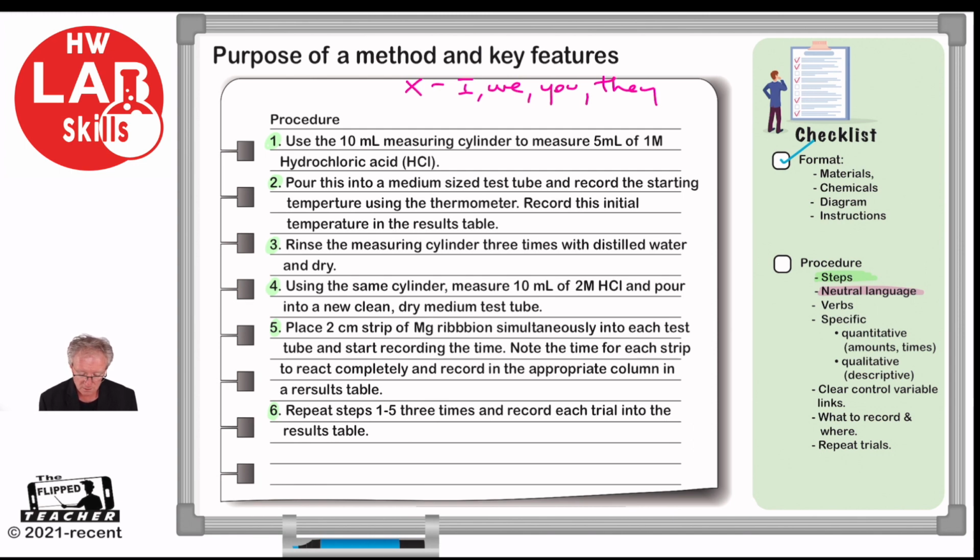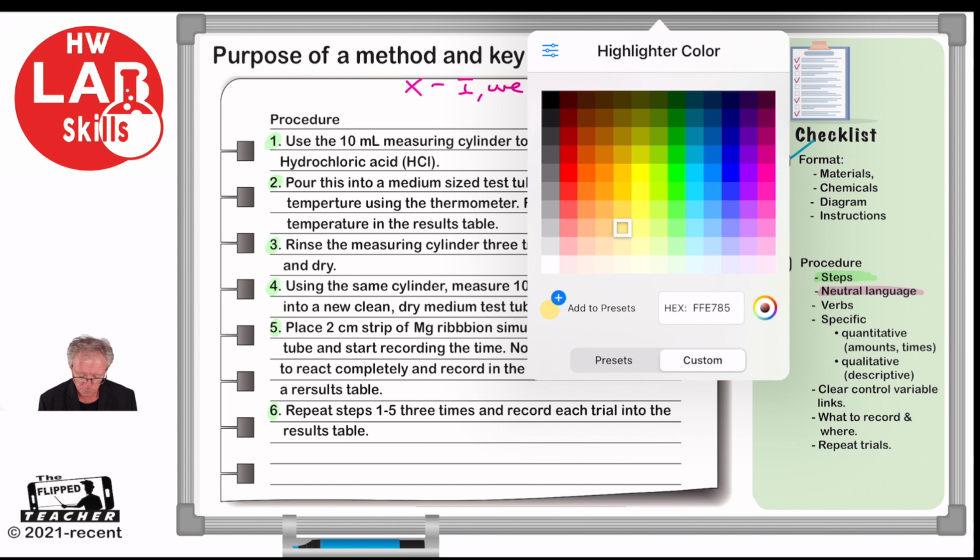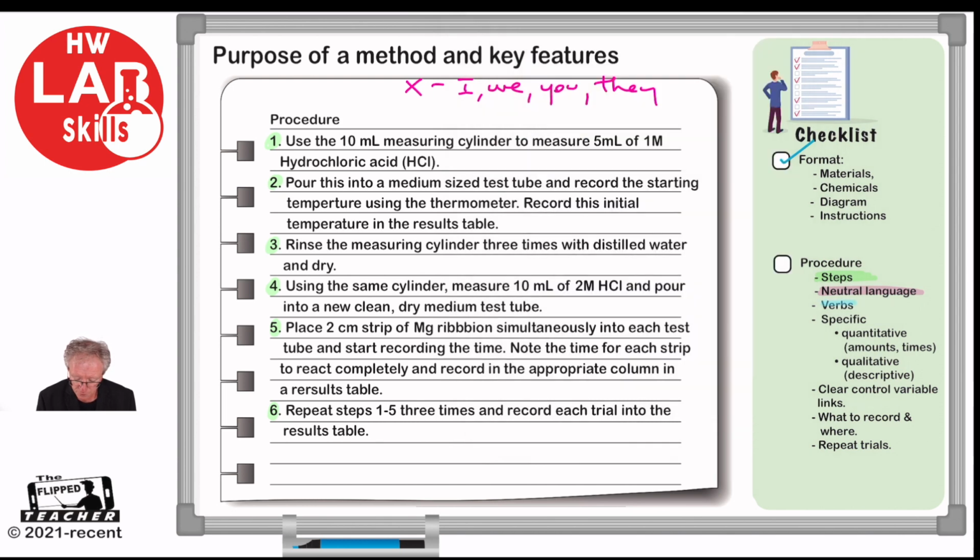Of course, now, if I change the color again, so let's go to a blue now. I've got verbs in there to tell you exactly what to do. So I've got things like measure. I've got things like pour, okay, record, rinse, pour. So I'm telling you what to do here and simultaneously place. So I'm telling you what to do with verbs, okay? I'm not just saying, you know, put some magnesium into a test tube and record the results, okay?